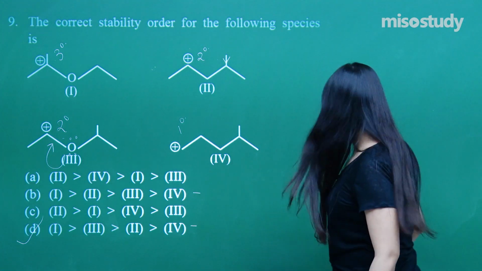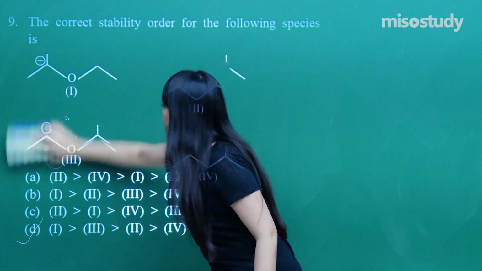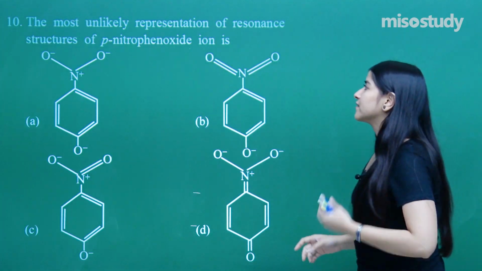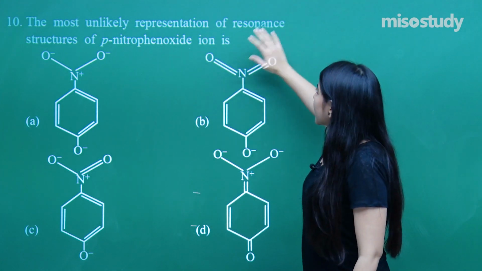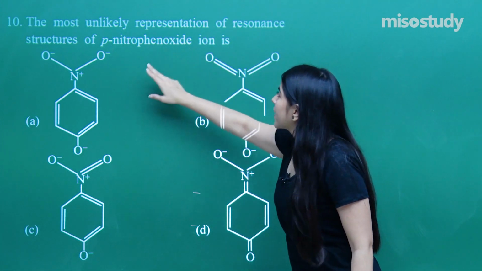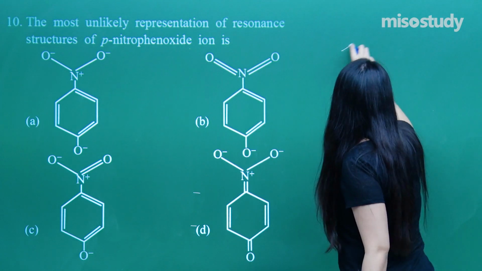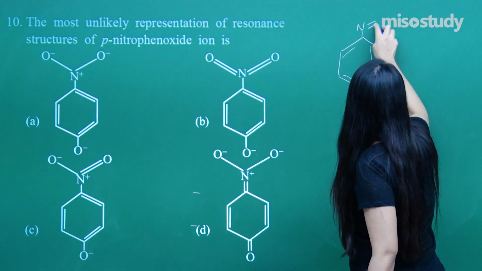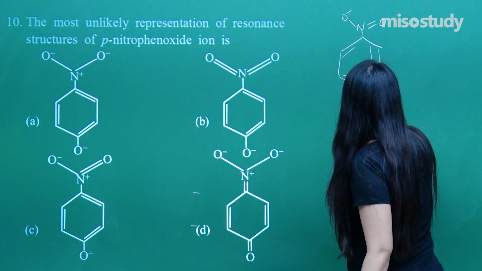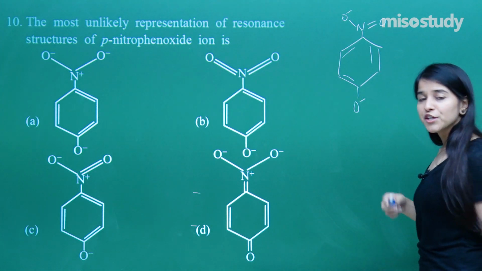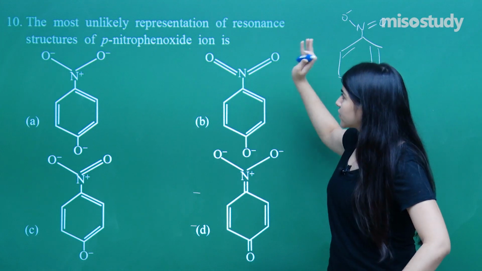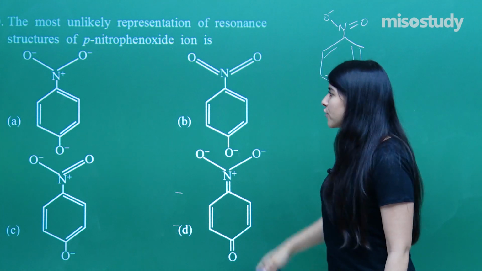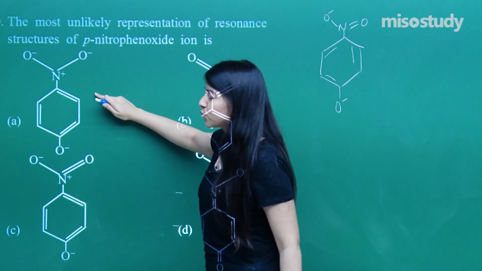So I hope you all have got the idea. Let us just try out the very last question we have. Here, the most unlikely representation of resonance structures of para-nitrophenoxide ion. So what is para-nitrophenoxide ion? That is what it is. Phenoxide ion. You need to have proper resonance structures, and we need to find which is not the correct representation over here.